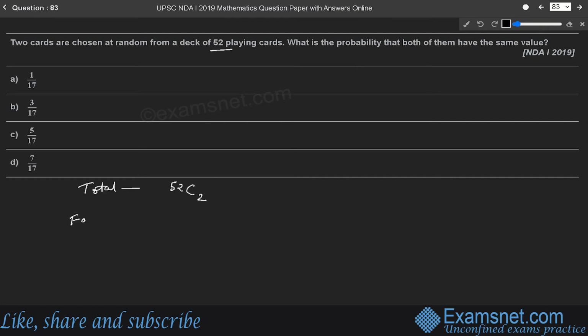And the favorable cases will be equal to 13 into 4C2. Therefore, the required probability will be 13 into 4C2 upon 52C2, which will be equal to 1 upon 17. So, this is the required probability that both of them will have the same value. Therefore, the correct option here is option number A.